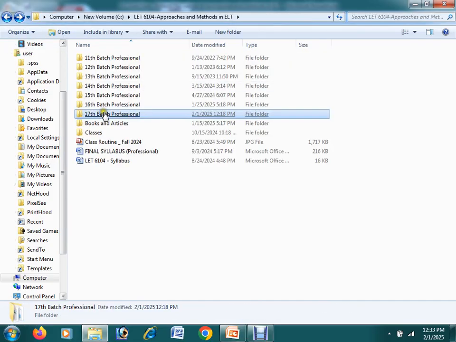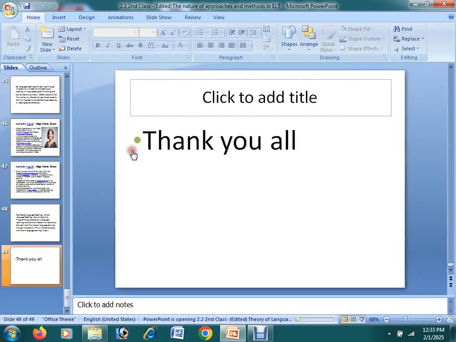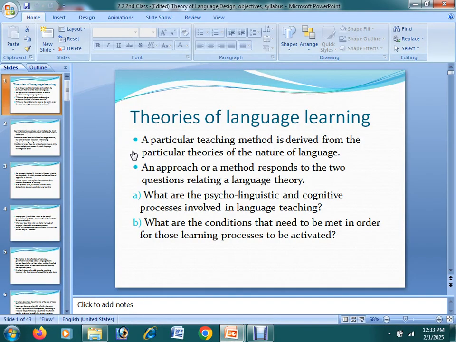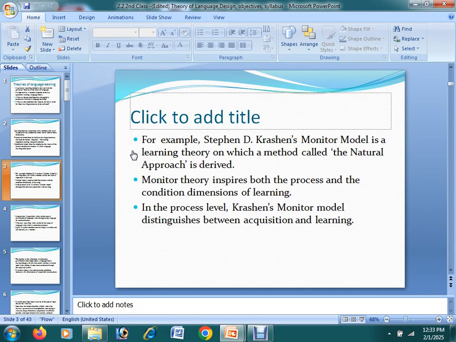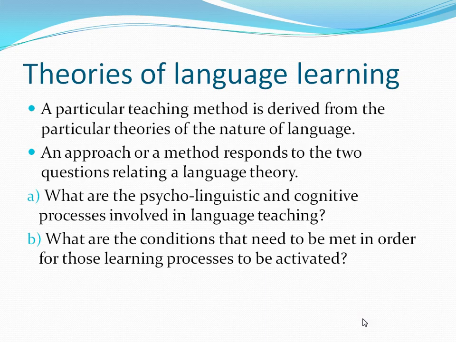Then we will be talking about another thing relating to English language teaching, that is the theory of language. That means in theories of language we have three views, and a particular teaching method is derived from a particular theory of language. How many kinds of theory are there? We learned that there are three kinds: structural view, functional view and interactional view. So a particular teaching method is derived from a particular theory of the nature of language. So one method is derived from one theory or one view.